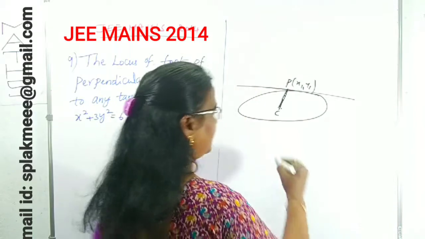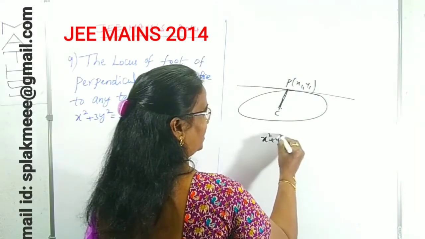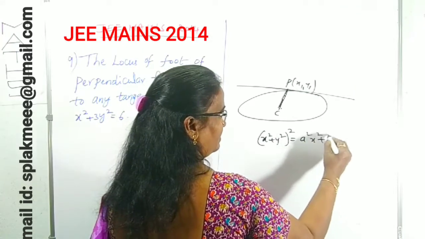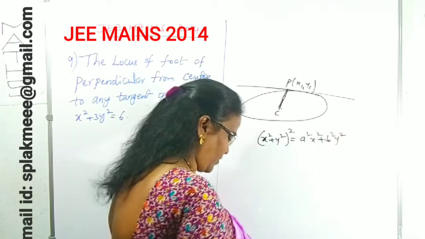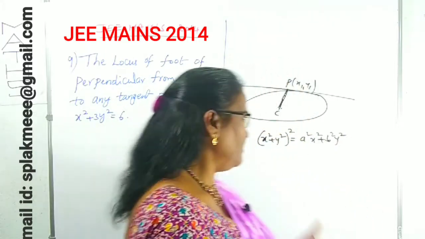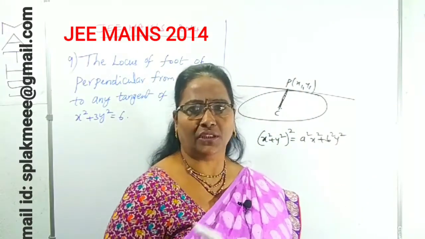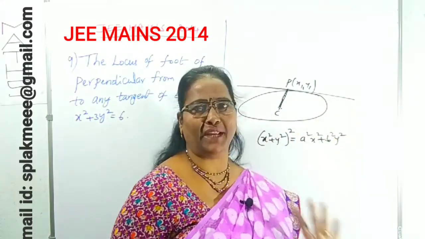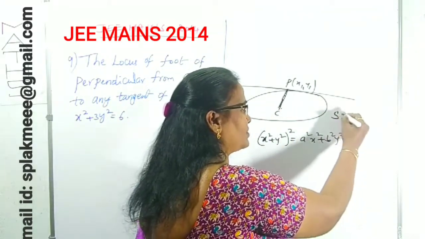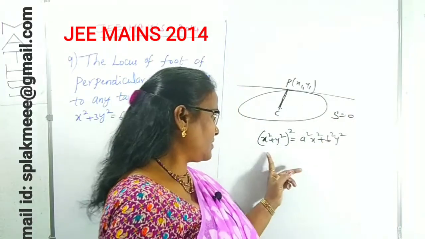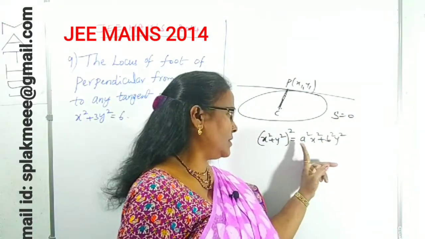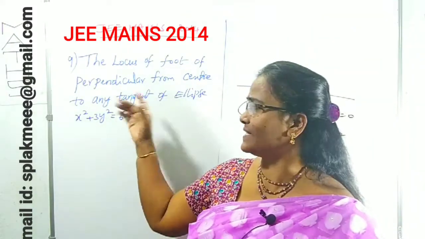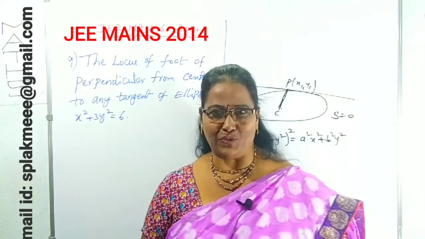Simply, that is x square plus y square whole square is equal to a square x square plus b square y square. You should remember this tip. What is this tip? The locus of the foot of the perpendicular from the center to any tangent of the ellipse, standard form S equals 0, is x square plus y square whole square is equal to a square x square plus b square y square. The tip is enough to crack this question.